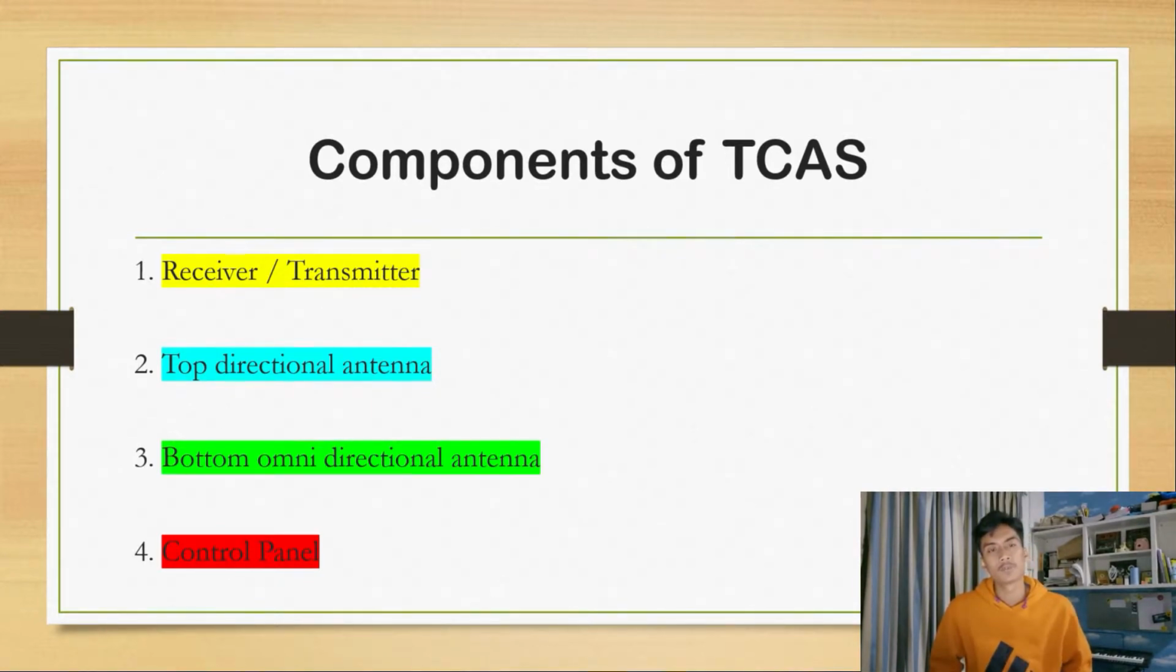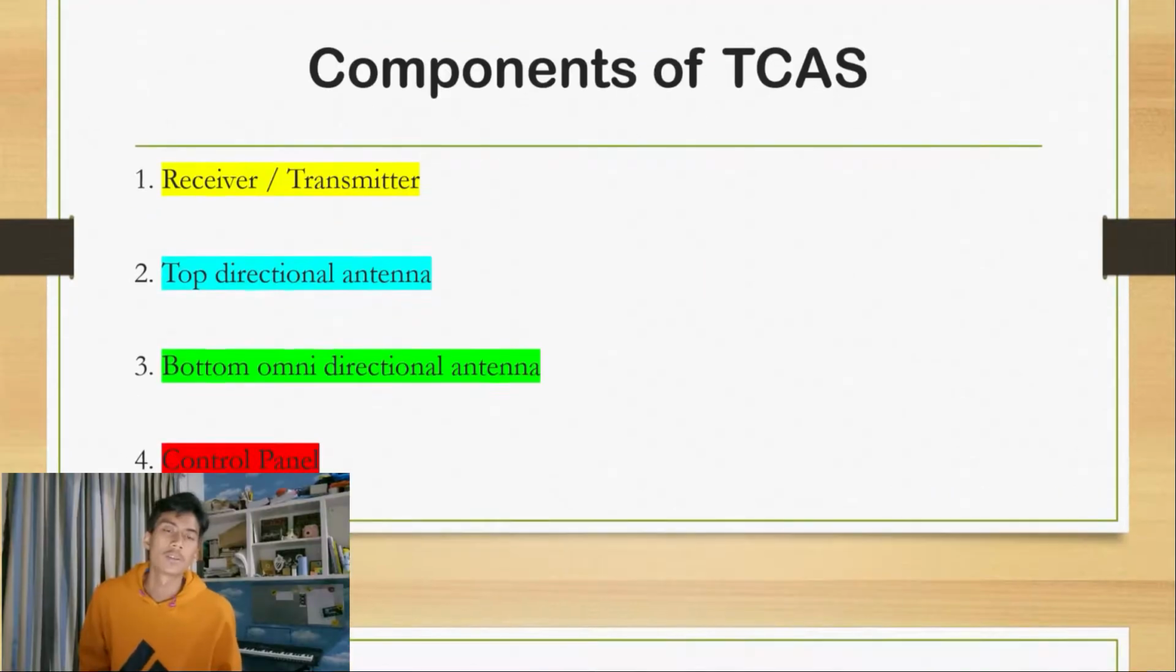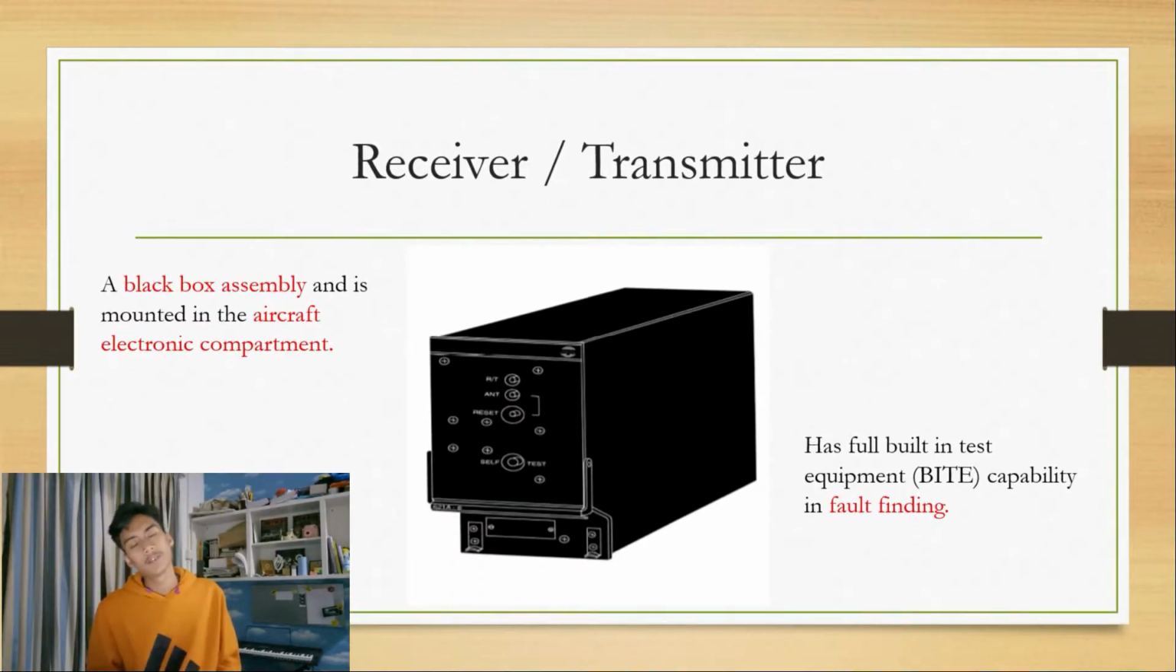Now, moving to the first one, the receiver or transmitter. This is basically a black box assembly and it's mounted in the aircraft electronic compartment. It has full built-in test equipment, which is capable of fault finding.